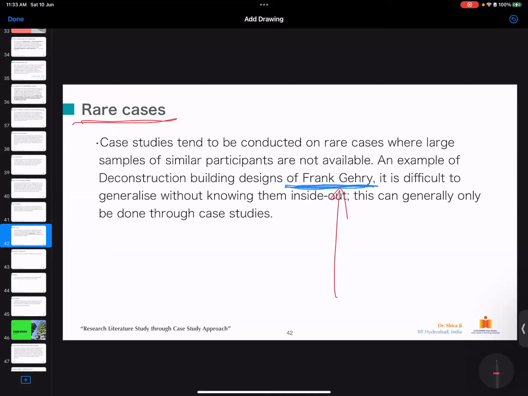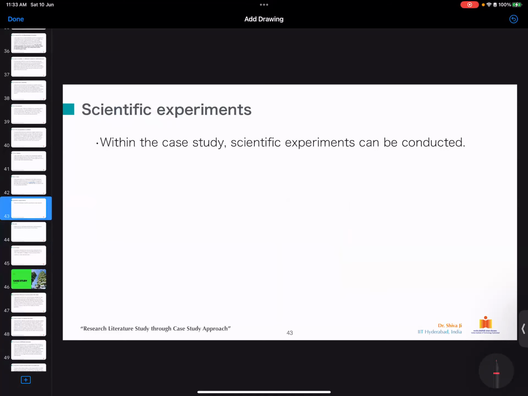So if somebody else wants to make any such building in their own place, definitely it requires some understanding of the existing one, and this is where a case study helps you, because those unique things are not generally available, and people are not aware of them in abundance. So how do you do this? Definitely by case study.